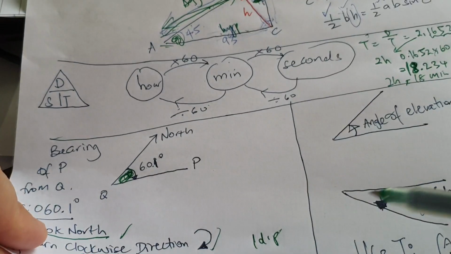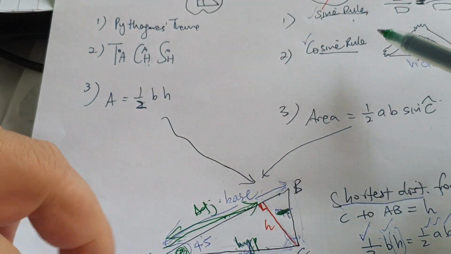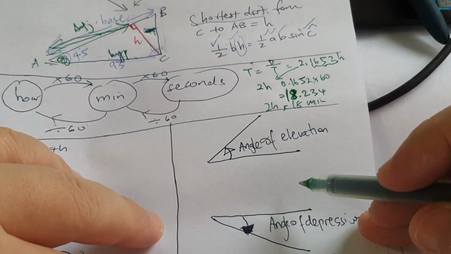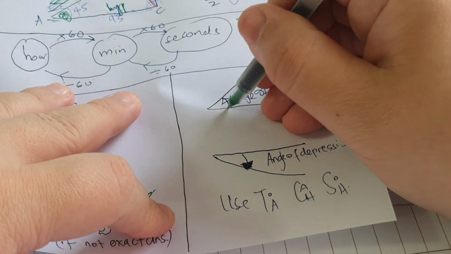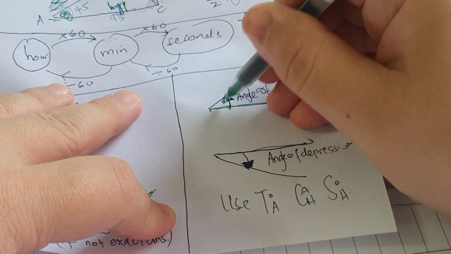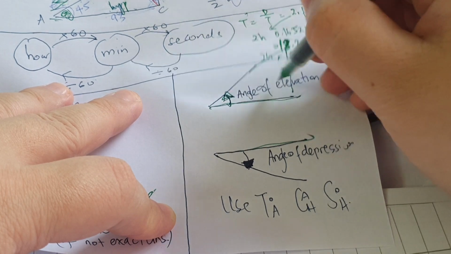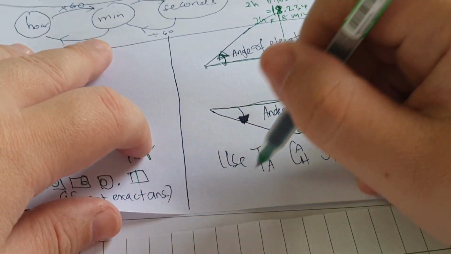Bearing, they will combine with all this, so you need to know. Then the other thing which you learn in lower sec is angle of elevation and angle of depression. Very simple. You draw a horizontal. This is your angle of elevation when you look up. After that you can use your SOH CAH TOA. Same here, you can use your SOH CAH TOA. Alright, now let's go straight to a question.